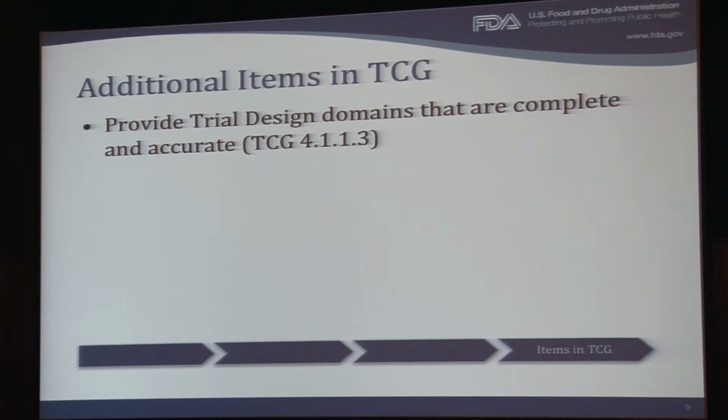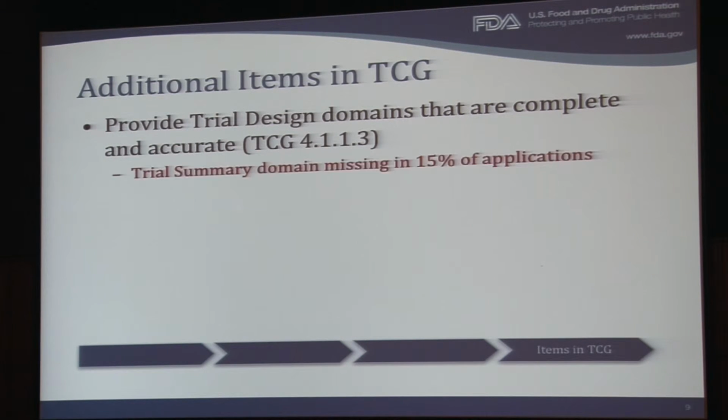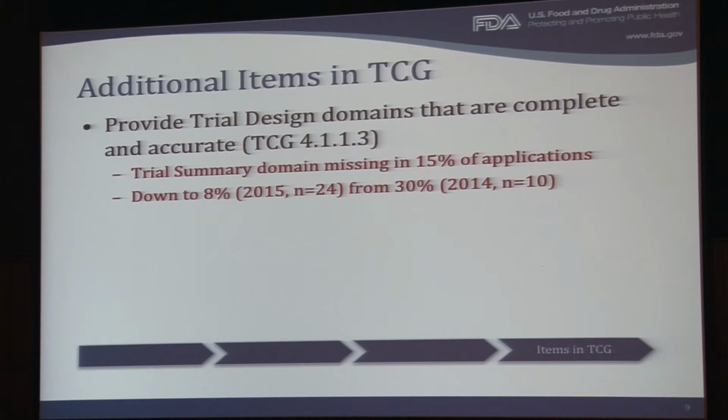So trial design domains should be provided that are complete and accurate. So how did the applications from JumpStart do? Well, the trial summary domain was missing in 15% of those 34 applications. There seems to be a trend towards improvement. Back in 2014, those 10 applications, 30% of the applications were missing the TS domain, and now it's down to 8%. But with the small sample size, it's hard to make definitive conclusions.